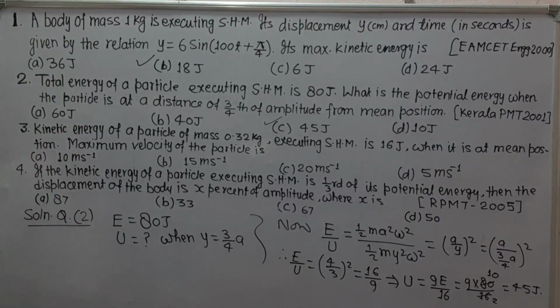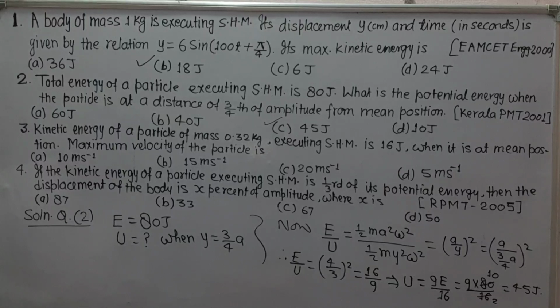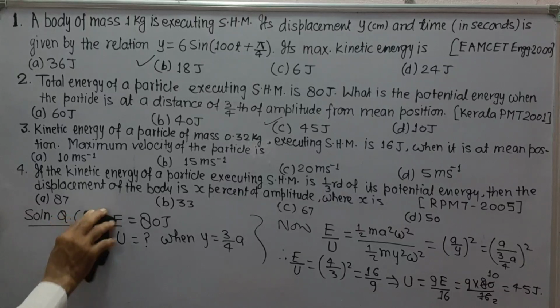Next question number 3. The kinetic energy of a particle of mass 0.32 kg executing simple harmonic motion is 16 joules when it is at the mean position. The maximum velocity of the particle is, these are the options. Now solution to question 3.